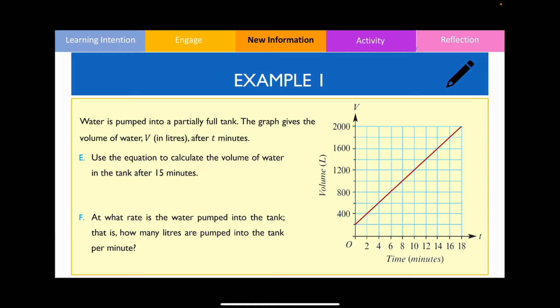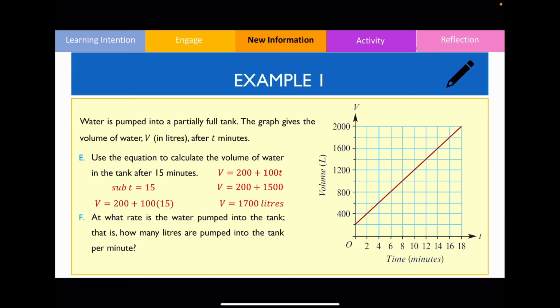For part E, we need to use the equation to calculate the volume of the water in the tank after 15 minutes. So what we're going to do is substitute T equals 15 into the equation to find the volume. So if we substitute T equals 15 into the equation, 100 times 15 is going to be 1,500, and 200 plus that is equal to 1,700 liters.